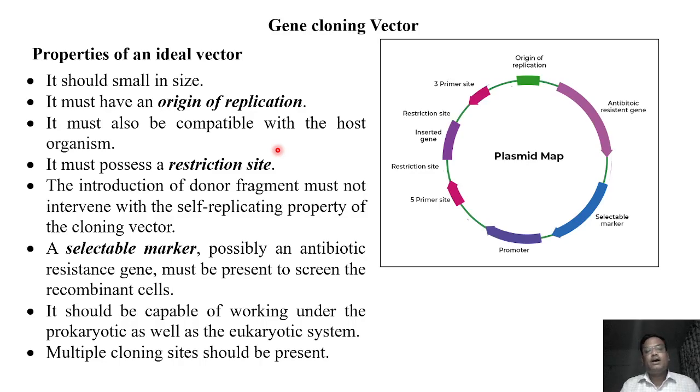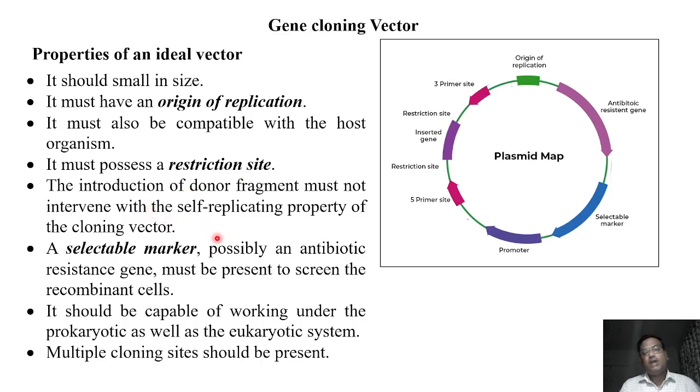It must possess a restriction site. So this is very important, because restriction sites, we already understood, they are the sites in which we are going to introduce the foreign gene, the gene of our interest. So restriction site is the one where the restriction endonuclease enzyme are going to act and they are going to cut the DNA. So to introduce the gene, you have to cut it. So for that, restriction sites are needed. Without restriction site, a vector cannot be used. So that is another important property which must be present in a gene vector.